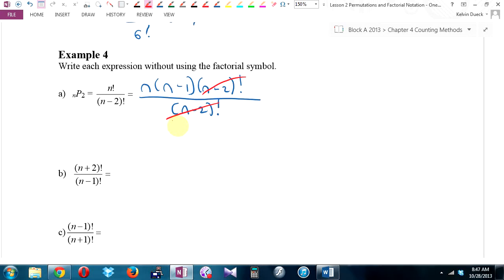Can you read to me what's left behind? What 2 terms? The first 2. Read them out to me. n, n minus 1. That whole thing simplifies to n times n minus 1. Or you could multiply it, FOIL it out: n squared minus n, whatever. I generally won't. I think that's cleaner.